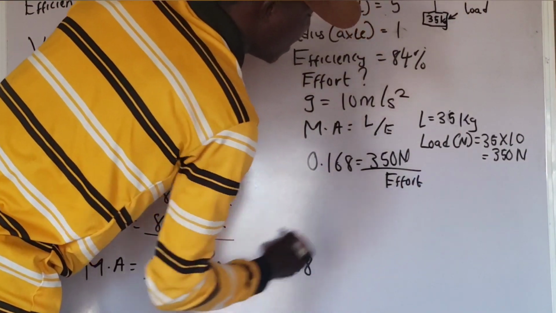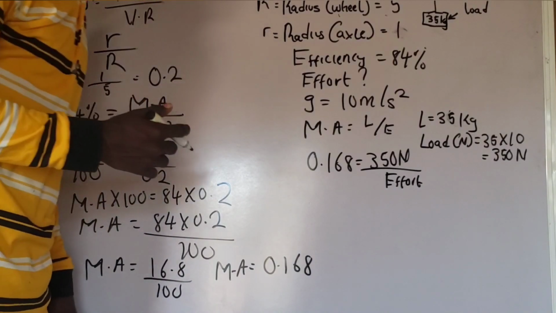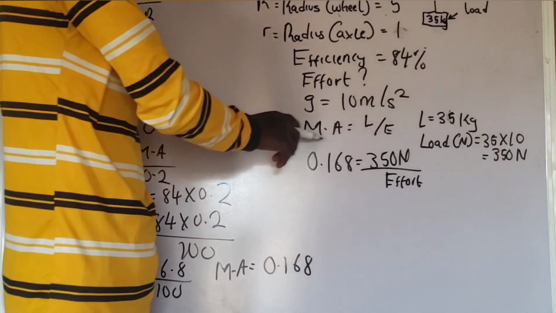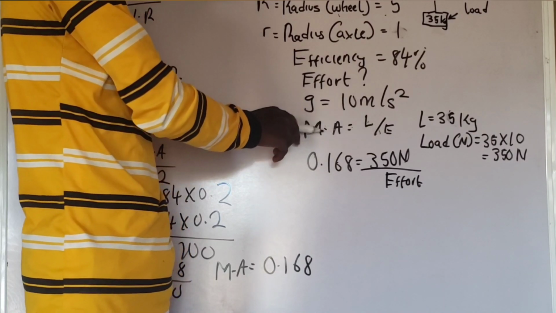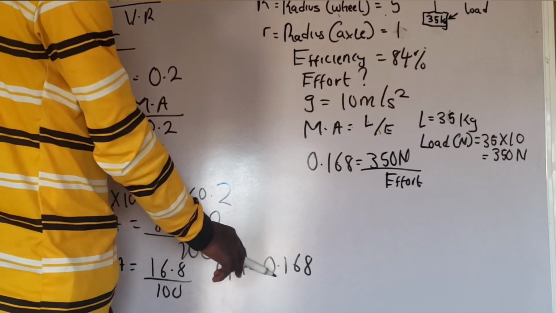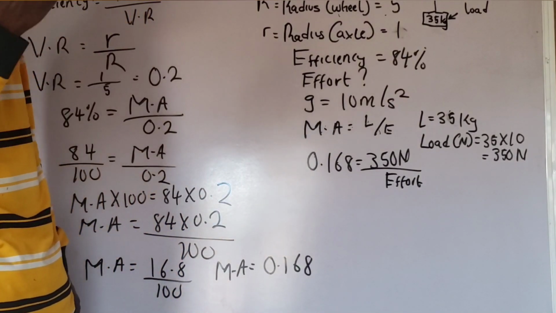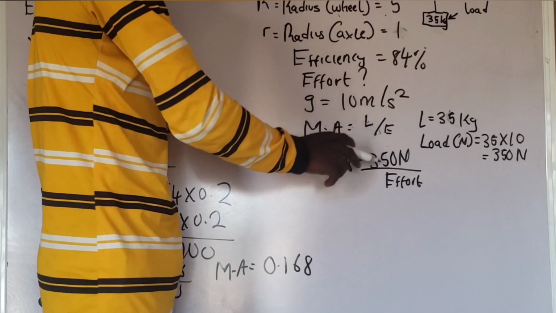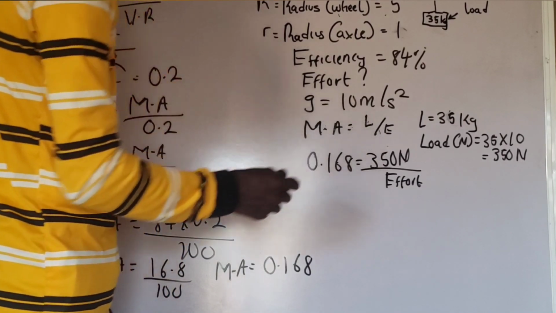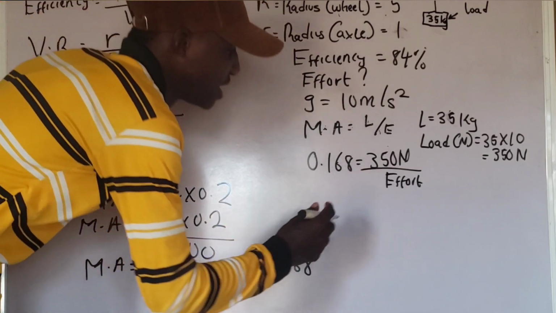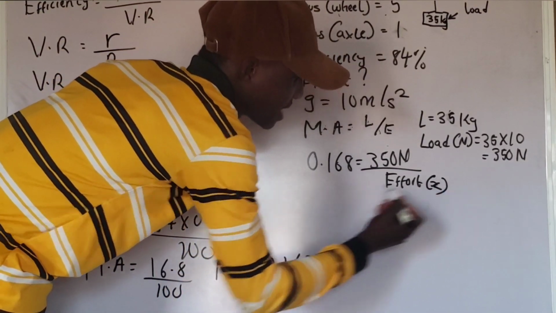Do you understand what I'm doing? All I'm doing is this: you know the relationship between mechanical advantage, load, and effort is that mechanical advantage equals load over effort. I know the value of mechanical advantage, which is 0.168. The load is 35 kilogram, which in Newton is 350 Newton. So in order to determine the effort, I substitute all the parameters into this formula. If I take the cross product, I'm going to get the effort. Let us represent the effort as x.